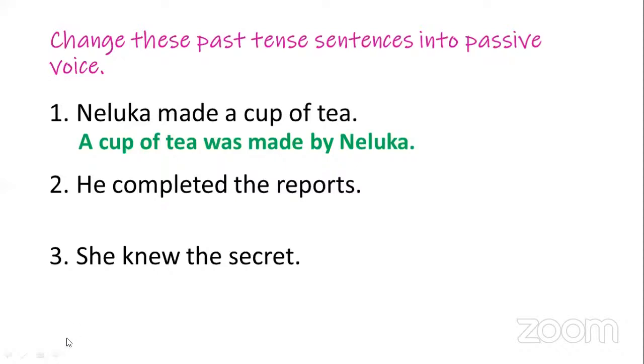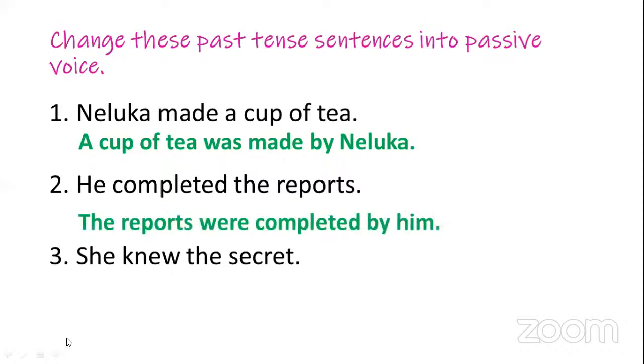Next one, he completed the report. Here, the object is the report. The reports were completed by him. We use were here because the report is a plural noun. Right? Completed is the past tense, and the past participle form of complete is completed. The reports were completed by him.